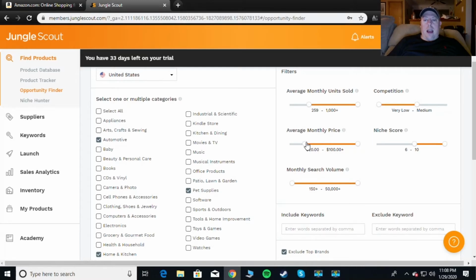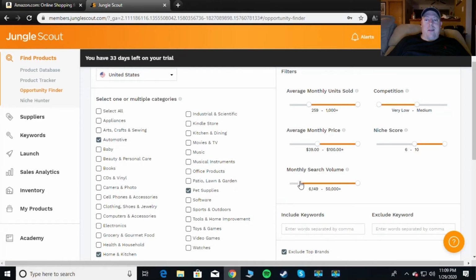So let's go with an average monthly price. Now, in general, I like to go with at least $20 or higher, but it's hard to make more than a $5 profit if you go $20 or higher. So let's move it up a little bit. Let's go $40 or more, or let's say $39 or more, because you might be able to do well with a product there. But in general, $20 to $25 or higher average monthly price.